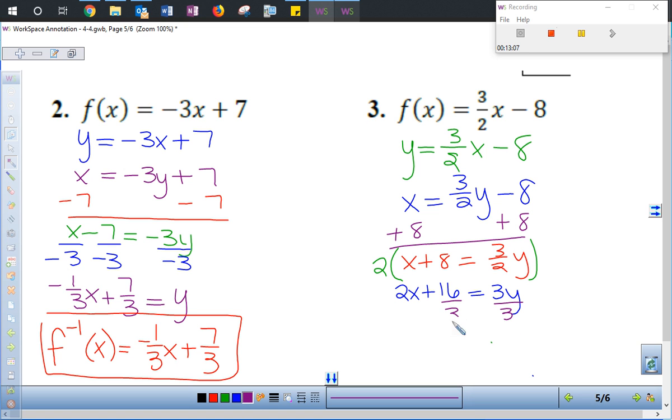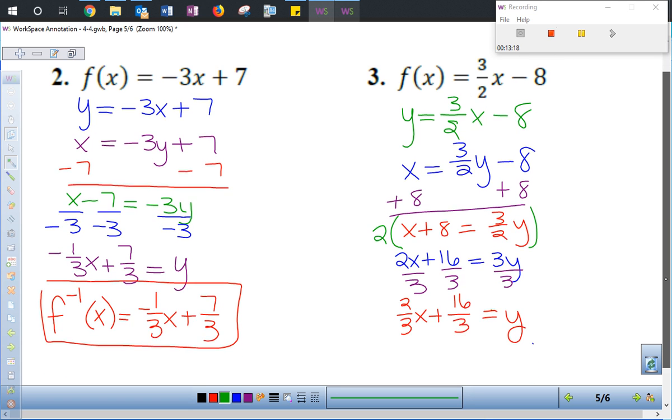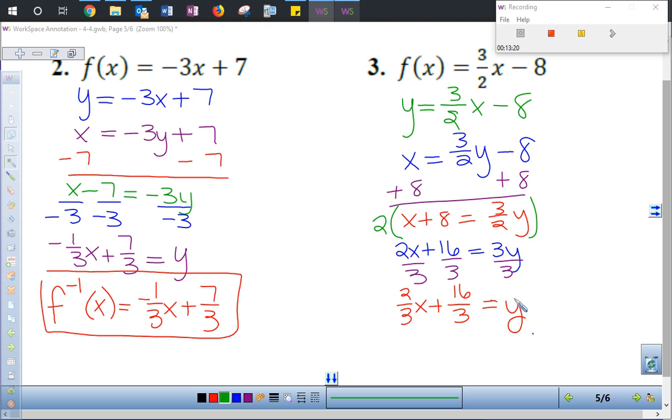Then I can go through and divide each term by 3, and I'm left with 2/3 x plus 16/3 equals y. So to finish it out, we need to change that y to f inverse of x. So f inverse of x equals 2/3 x plus 16/3.